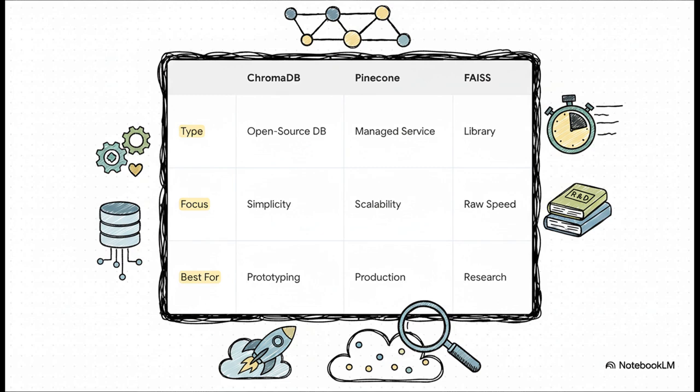So when you boil it all down, it's pretty clear. You've got Chroma, your super easy-to-use database for getting started. You've got Pinecone, your hassle-free managed service for when you go big. And then you've got FAISS, the high-performance library for when you need pure, raw speed. It all just depends on what you're trying to do.